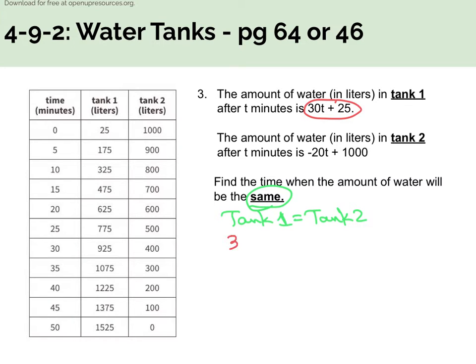So we have 30t plus 25. And it's going to equal tank 2. Tank 2 is this stuff, which is negative 20t plus 1,000. Okay, so now if we solve this equation, it's going to tell us when both of those are the same.